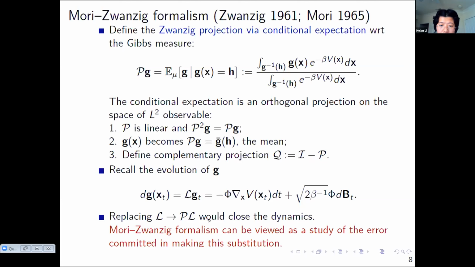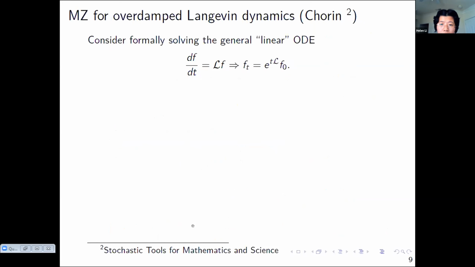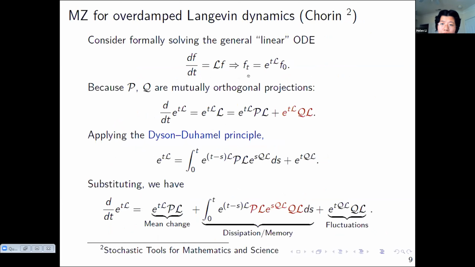of the evolution. The Zwanzig formalism can be viewed as a study of the error committed by replacing the true evolution by the projection of the evolution. More precisely, let me give you an example for an ODE. This can also be found in Charlie's book, which is given here. Basically, this is the evolution of the true ODE. Because the Zwanzig projection is orthogonal, we can decompose the ODE into two parts. And applying the Duhamel principle, we can further get the three-part representation of the evolution.